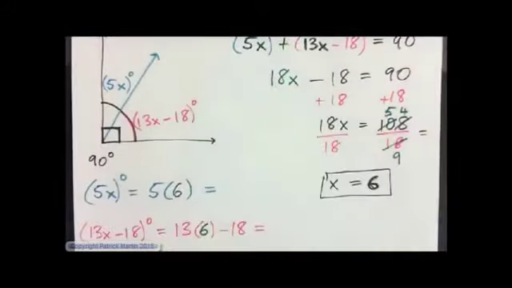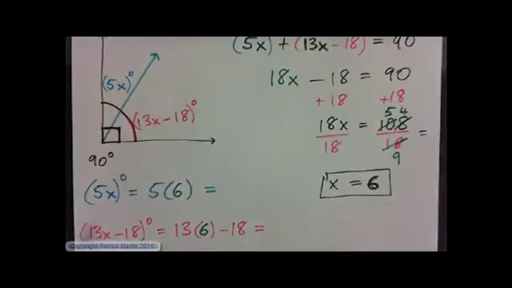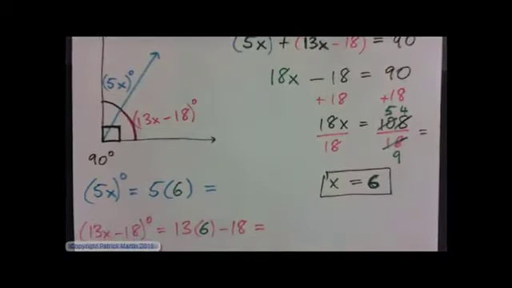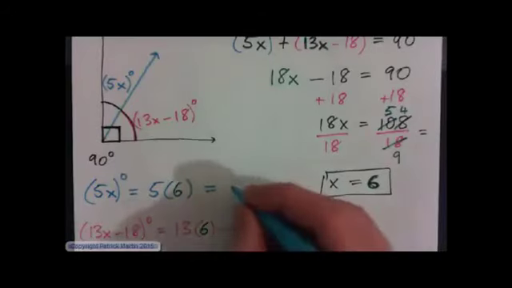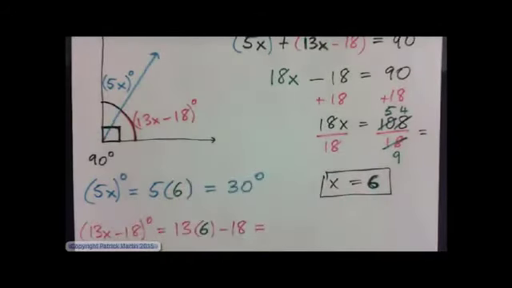Does that make sense? So the blue angle becomes what, and the red angle becomes what? See if you can calculate each of those. So the blue angle becomes 30 degrees, right? And the red angle becomes 13 times 6, 78. 78 minus 18, 60 degrees, right?